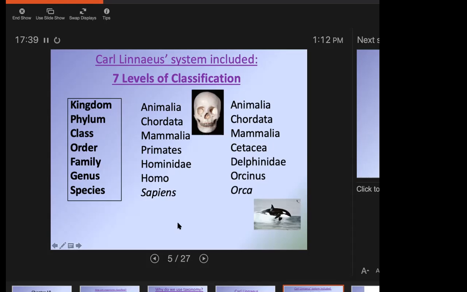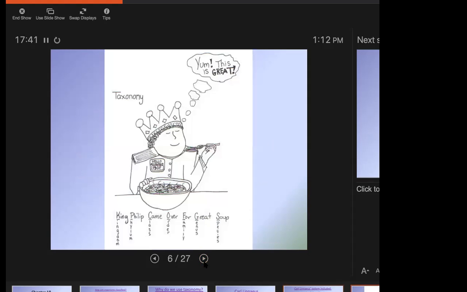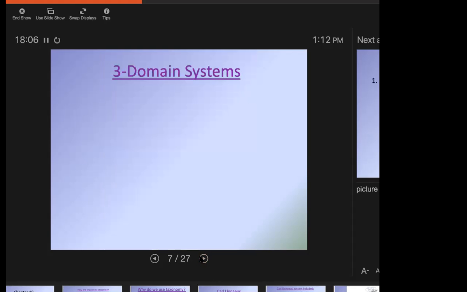Now, if I was having you memorize these levels and testing you on them, this is one way. It's probably been taught for who knows how long. This is the one that people always talk about. King Philip came over for great soup, or green soup, or whatever adjective you want to use. Okay. Now that is a good way to help you remember these in order.